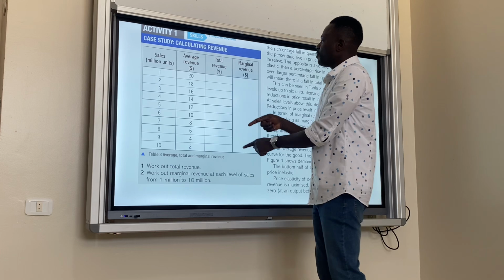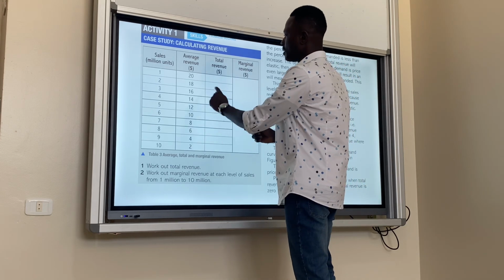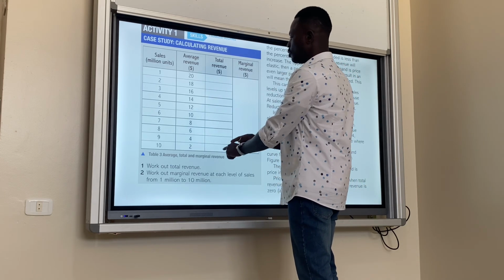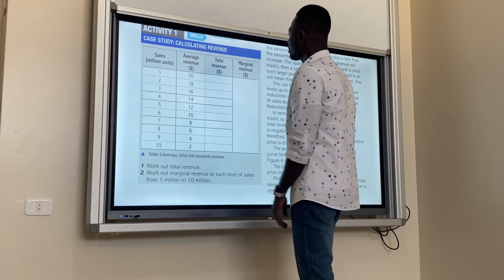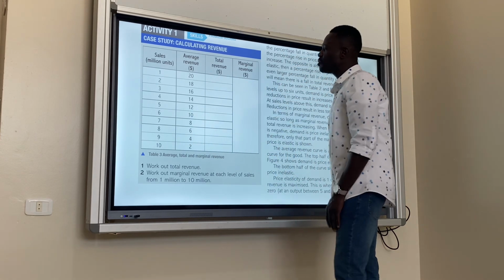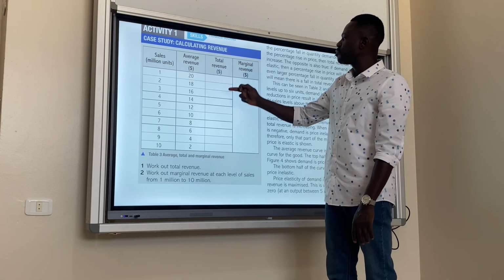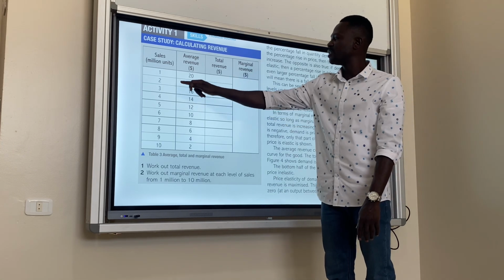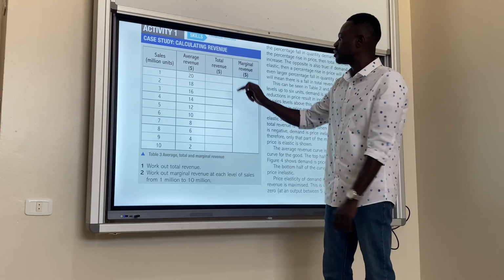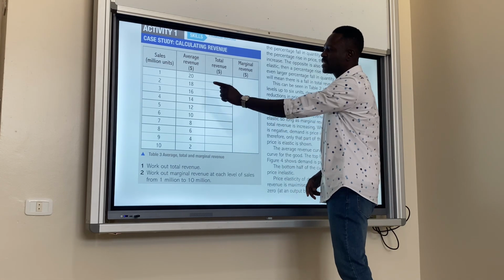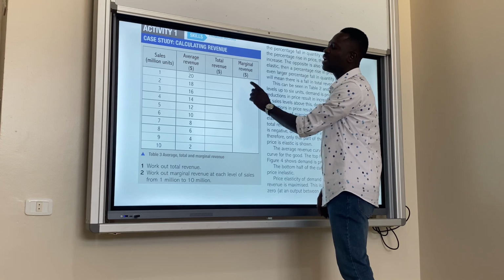And when we look at it backward, TR is 20 divided by 10, which will give us 2, which is the price. So that's about that. Then our marginal revenue will be TR2 minus TR1. Our TR2 here is 36, and our TR1 is 20. So 36 minus 20 will be 16. So our first marginal revenue will be 16, and so on.